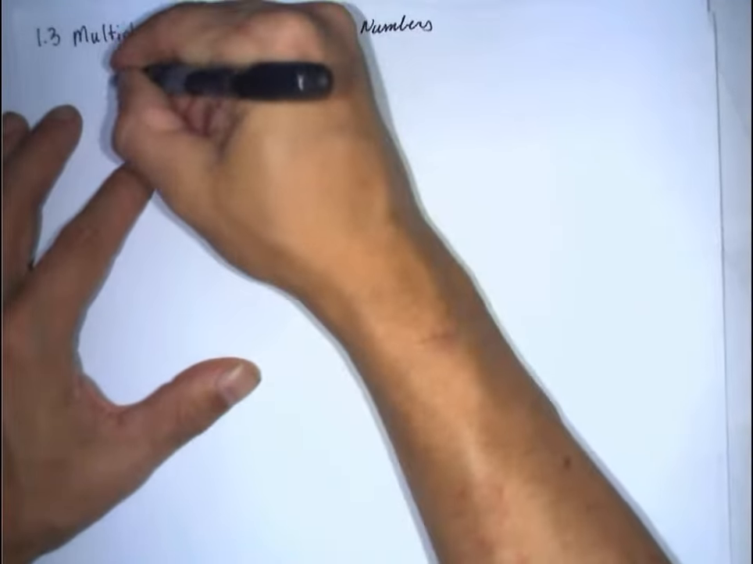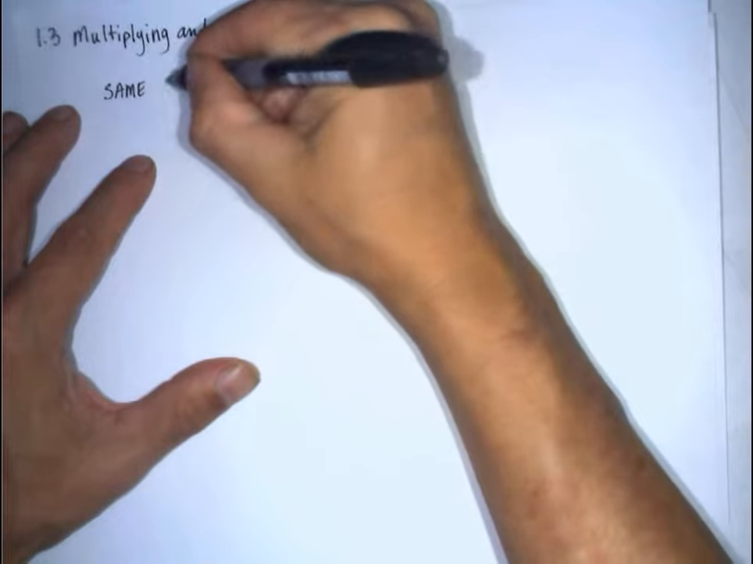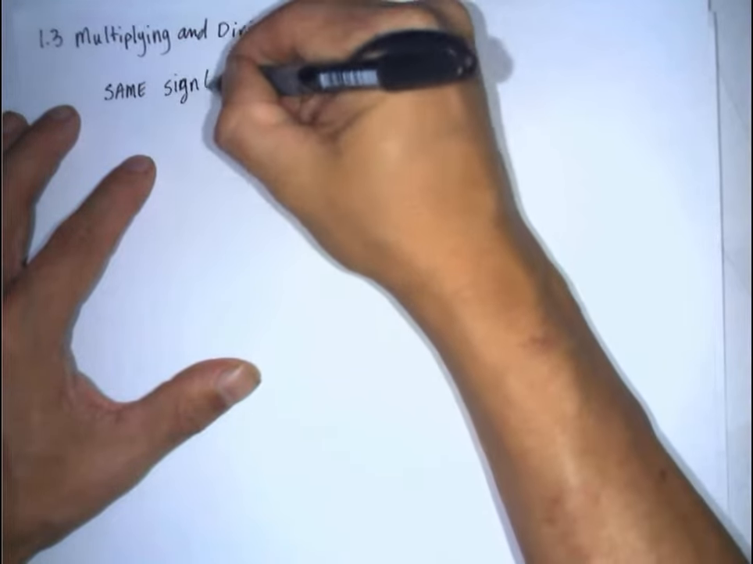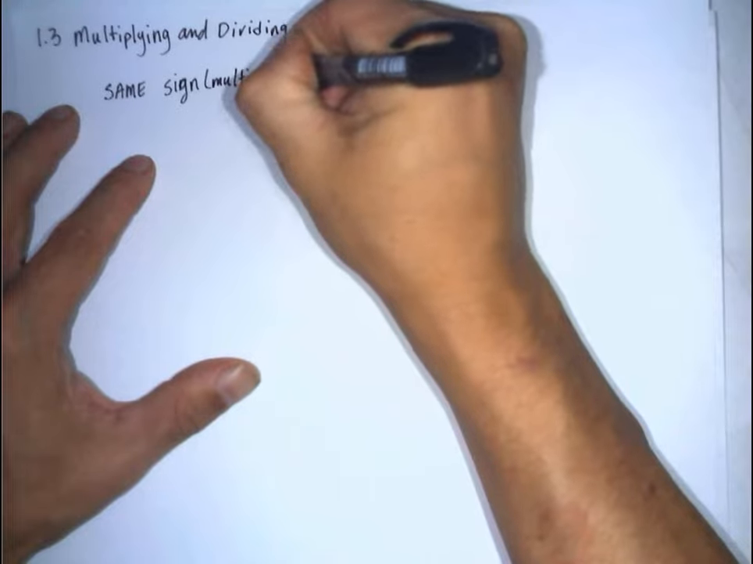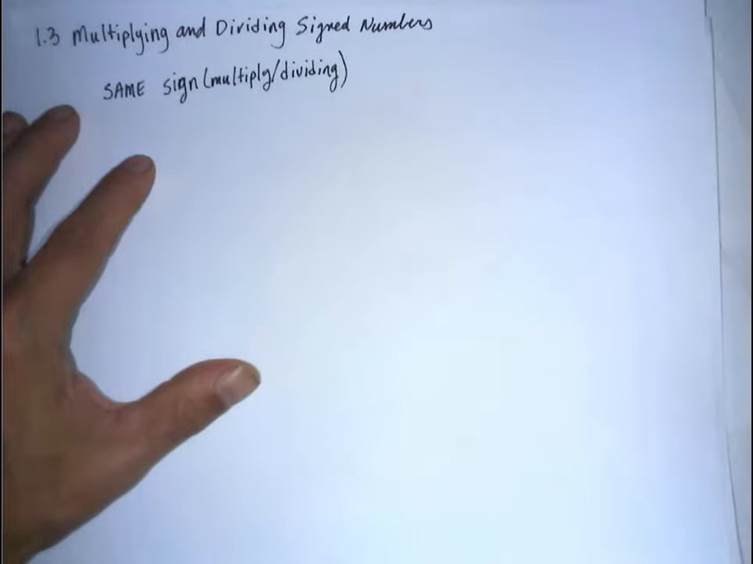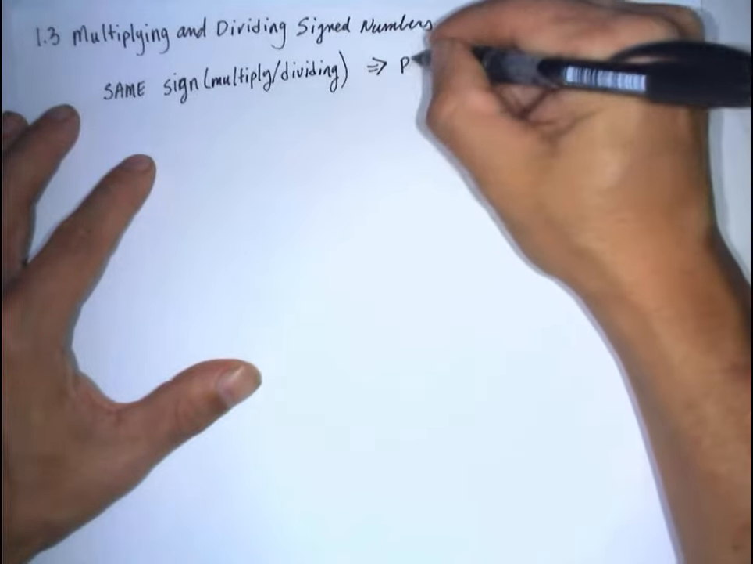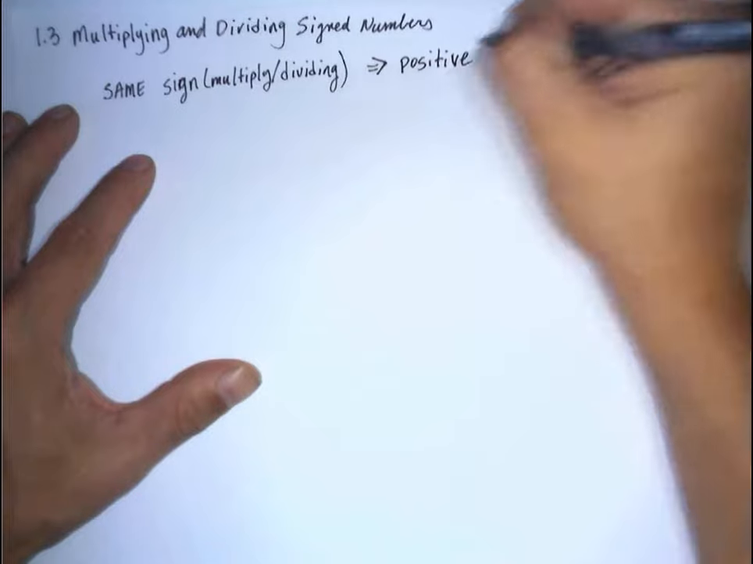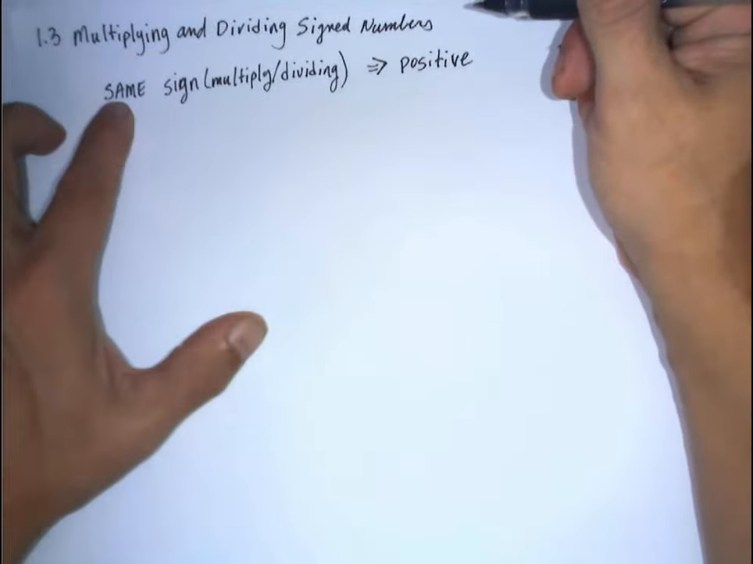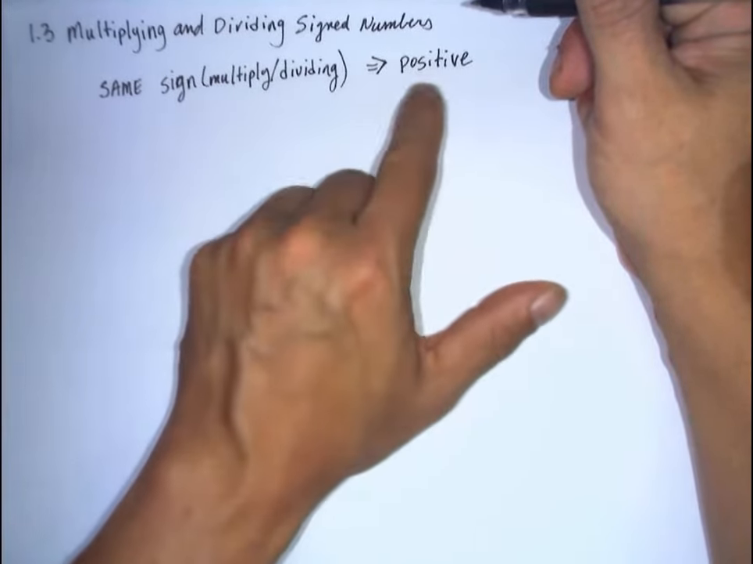So if we are multiplying and dividing the same sign, this one we should already know because we already do it. 4 times 5, for example, is 20. They have the same sign and the result is positive. But it just so happens if both numbers are negative, the result is positive. So if we multiply or divide two numbers with the same sign, if they're both positive or they're both negative, the result is positive.